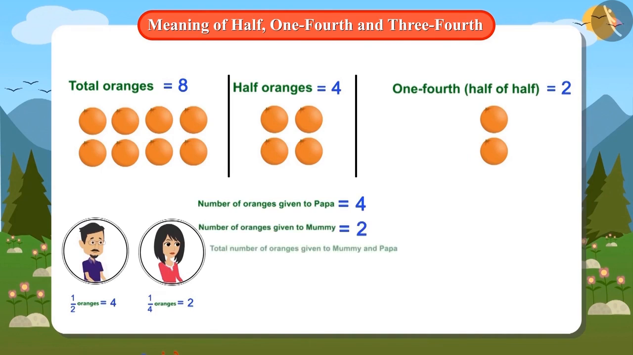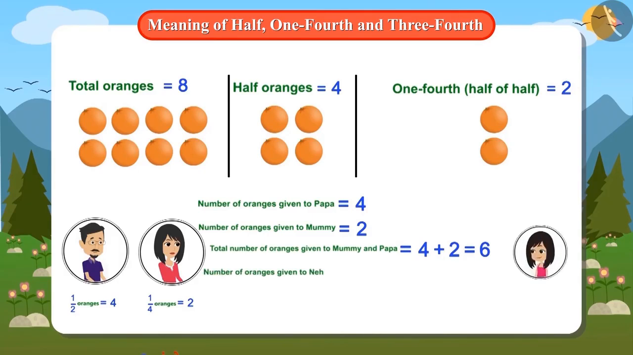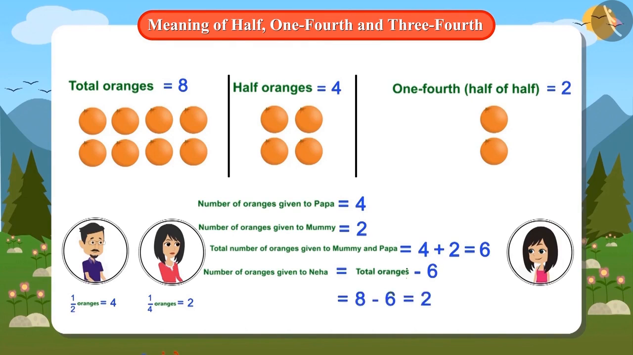Now let's add these two. The answer is 6 oranges. This means that 6 oranges will be given to Neha's mummy and papa. Then how many oranges will Neha get? You are absolutely right. Neha will get 2 oranges.